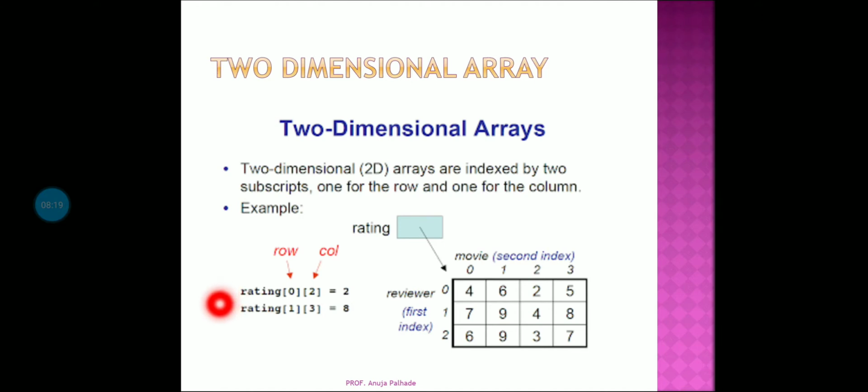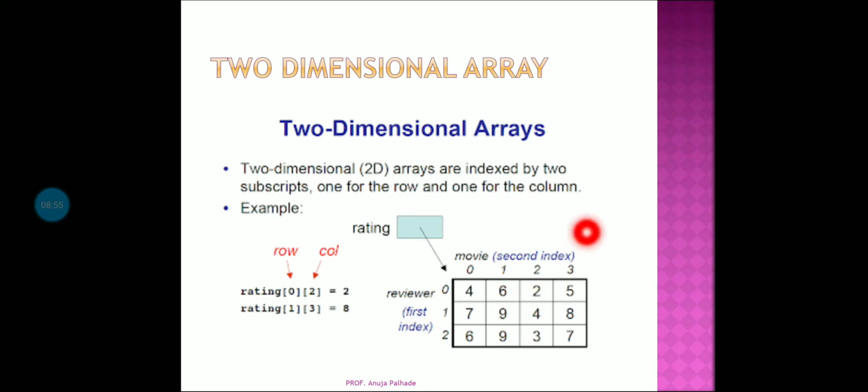You can see here rating of 0 of 2 or rating of 1 of 3. Okay, so you can see here how a 2-dimensional array looks. 2D arrays are indexed by 2 subscripts, one for the row and another for the column. For example, the element kept in the first square bracket is always for the row, and the element kept in the second square bracket is called the column, for ratings.